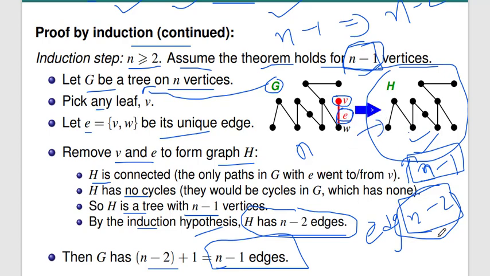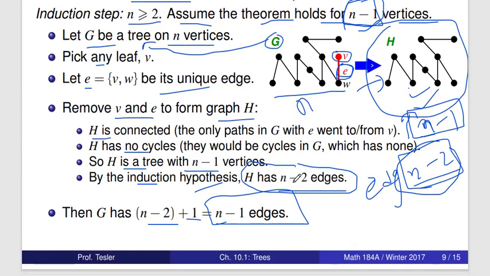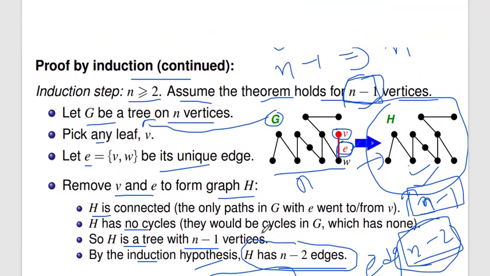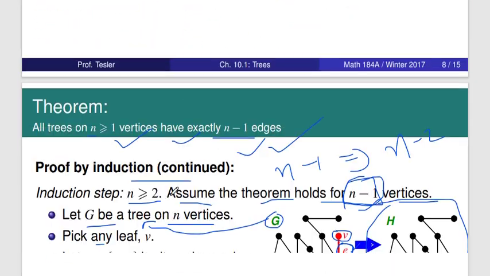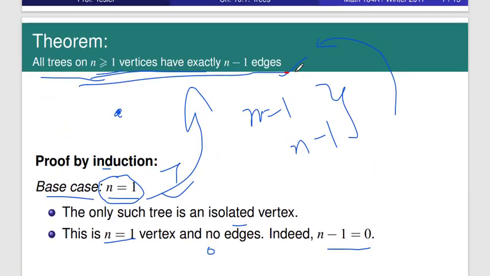So if this graph has n minus 2 edges, and we want to find out how many edges are in the original graph, we just have to add the one edge e which we have removed. So we now have n minus 1 edges. So our step 2 is also true. Step 1 is true, step 2 is true, so this theorem is true: all trees of n vertices have exactly n minus 1 edges.